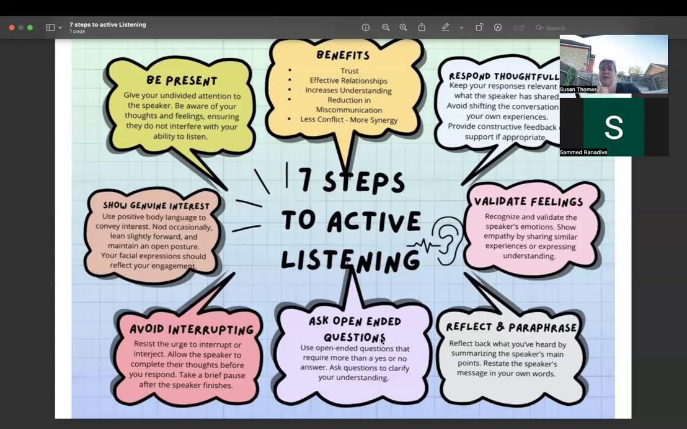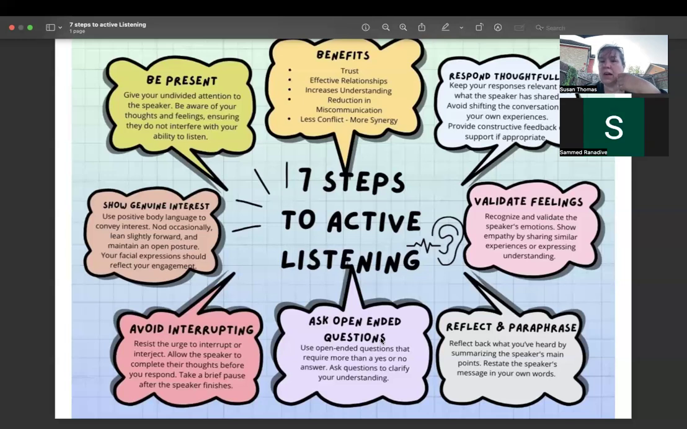Once you've listened to them, you want to reflect and paraphrase. You want to tell them what you understood from their conversation, to make sure that you have understood it properly, and then message that back to them in your own words. That really fosters that connection between the two of you, because then they feel truly heard.